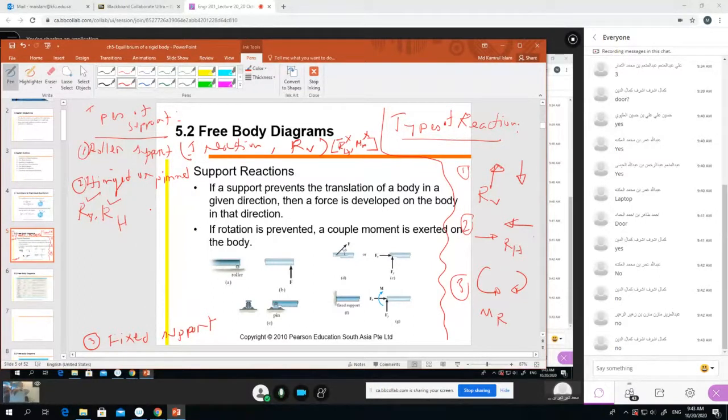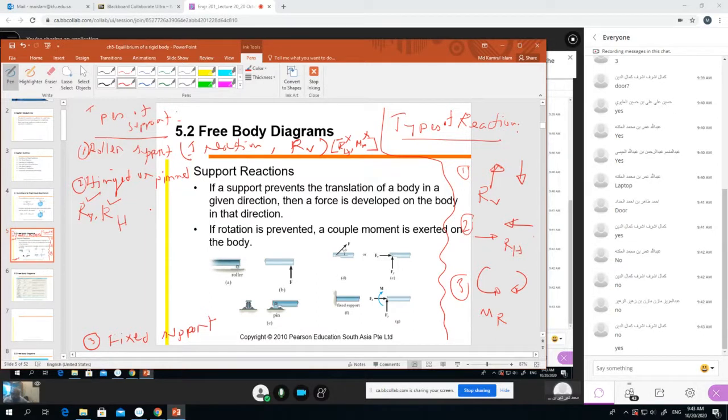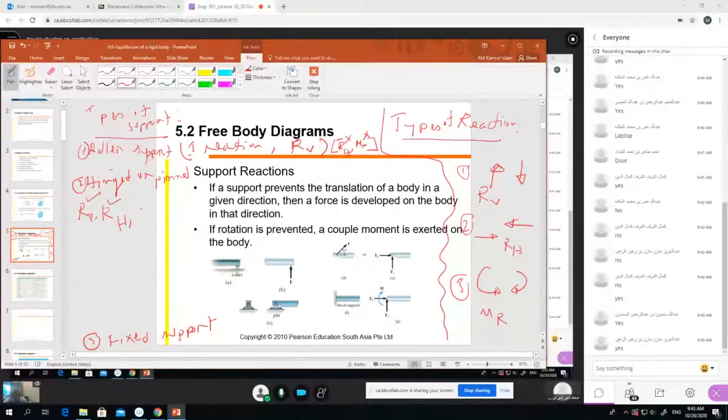Now I want to rotate the door. You see, rotating. Now the question is, can I rotate or not? Answer me please. Yes, it can rotate. That means when I start to rotate, it cannot resist. It cannot give me a moment reaction.